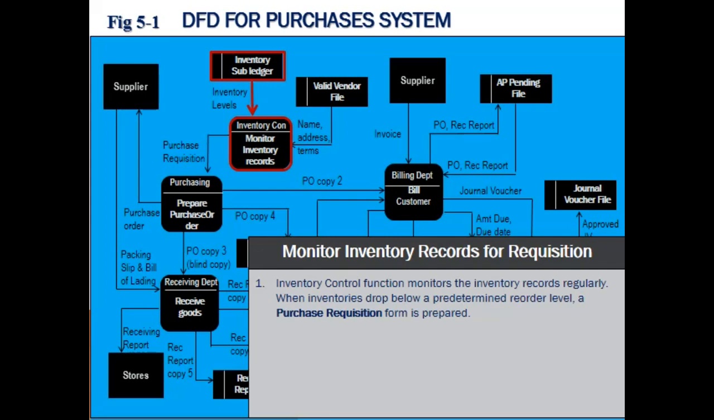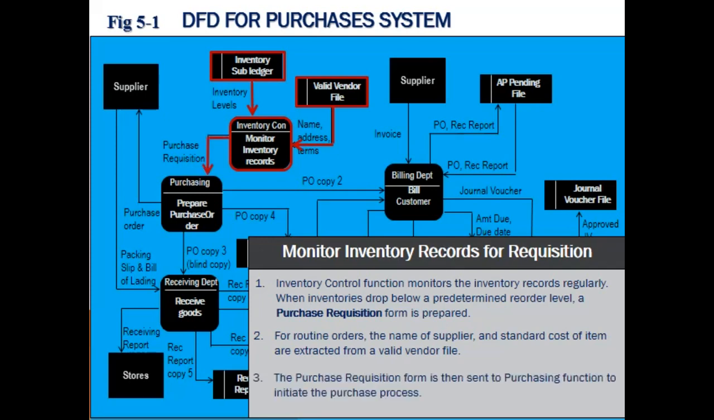Inventory control regularly monitors the inventory levels. Once inventories drop below a predetermined reorder point, a purchase requisition is prepared using information from the inventory subsidiary ledger. If this is a routine order, the name of supplier and standard cost of item are extracted from a valid vendor file. The purchase requisition form is then sent to the purchasing function, who will initiate the purchase process.